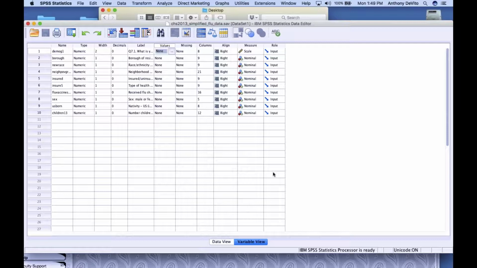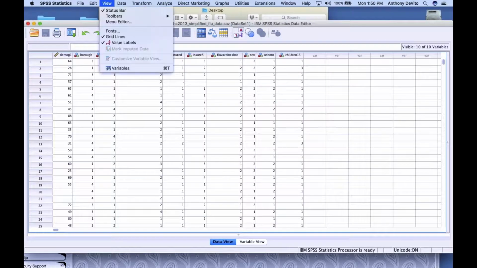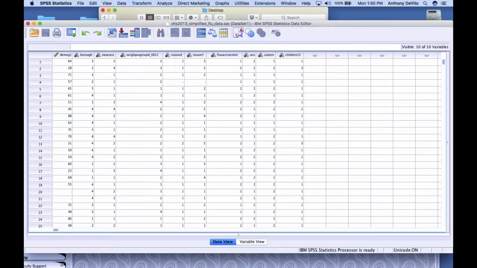I might go in there and code them for you. I think the last time I did this, I wasn't that generous, so I made you guys code them yourselves, the ones and twos and stuff like that. But I might go in there and code them for you so that when you change up here to view and you turn the value labels on and off, you can actually see male and female or yes and no and so on and so forth. Insured yes and no, type of insurance under insurance 5 and so on.